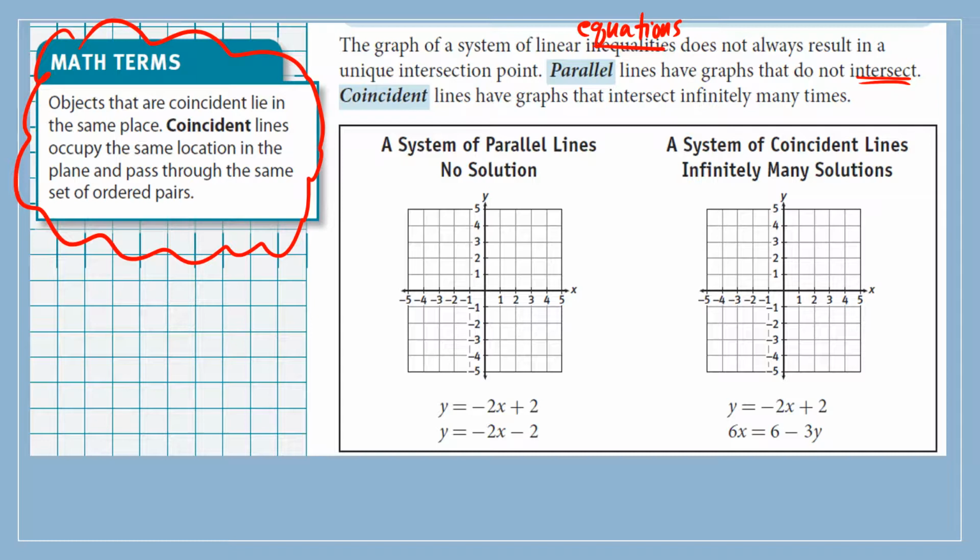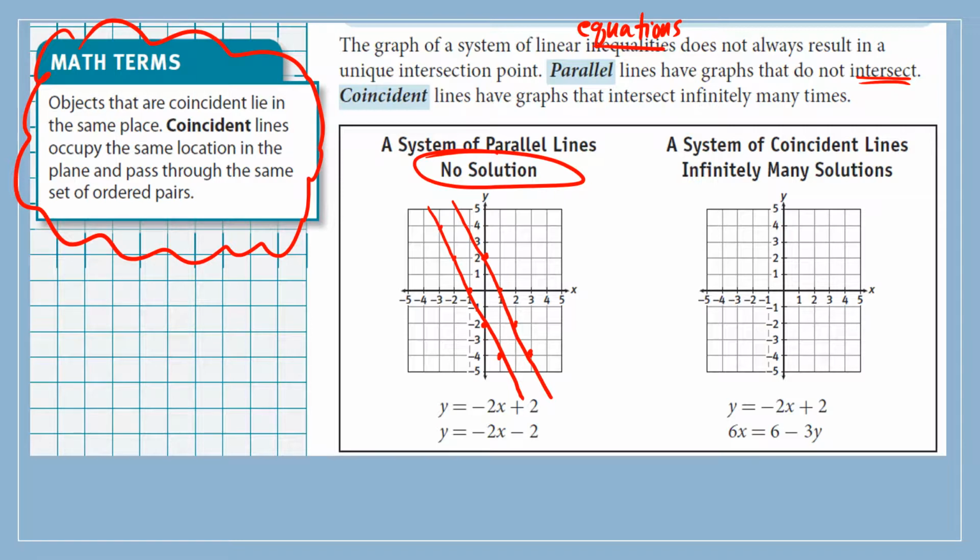So a system of parallel lines that has no solution would look like these two. If I graphed them, the first one would intersect at y equals 2 with a slope of -2. Would look like that. And the other one intersects at the y-intercept of -2, going down 2 for a slope. And so that line would look like that, if we pretend they're straight. But this system has no solution. There's no place they intersect. And a system of coincident lines has infinitely many.